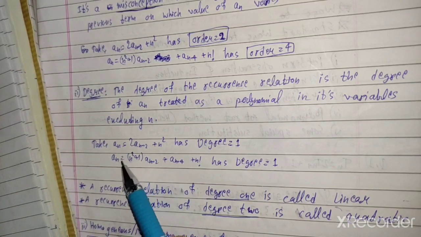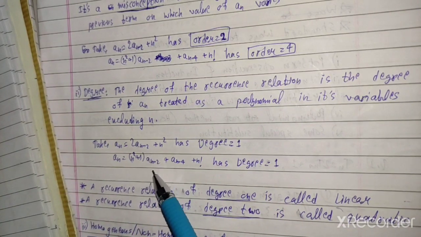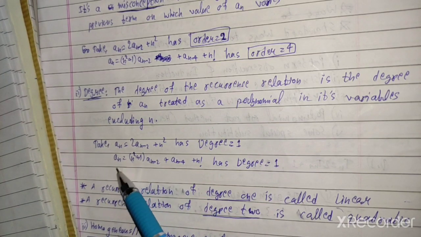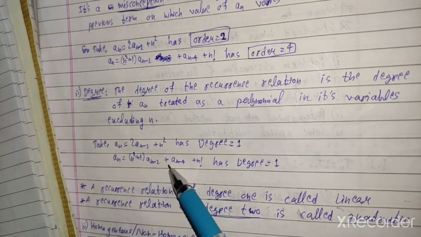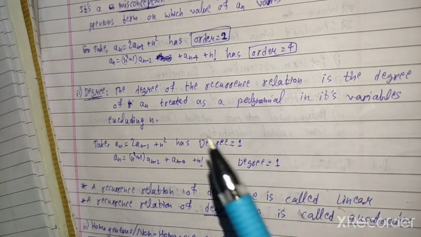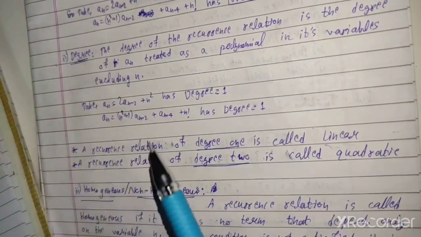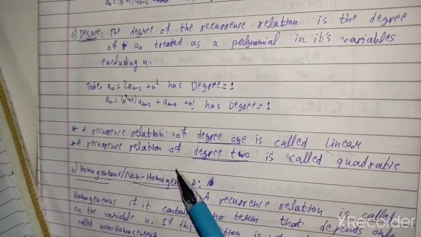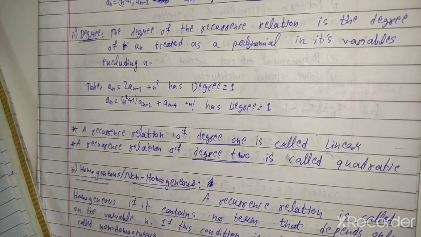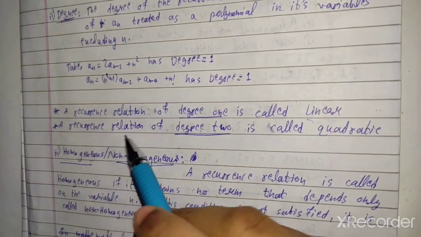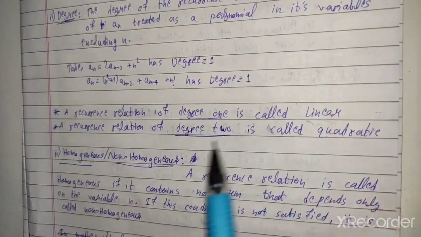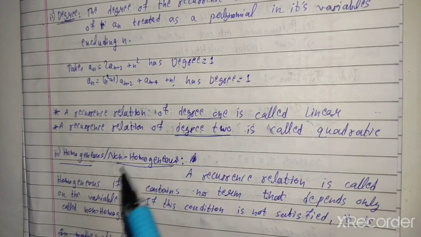Similarly here, treat each recurrence term, previous term, as a variable x, a polynomial. So here let's take it as variable x, so x is equal to n square plus 1 times x plus x. So the highest power of x here also is 1, so degree is 1. And what is linear? A recurrence relation of degree 1 is called linear, and a recurrence relation of degree 2 is called quadratic, basically some intuition related to polynomials.